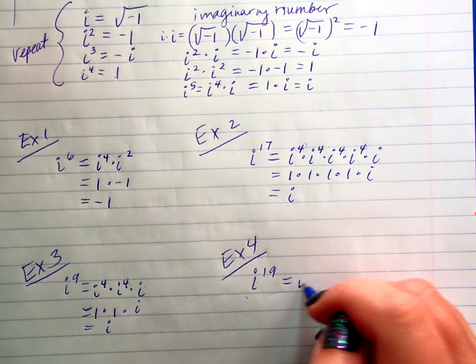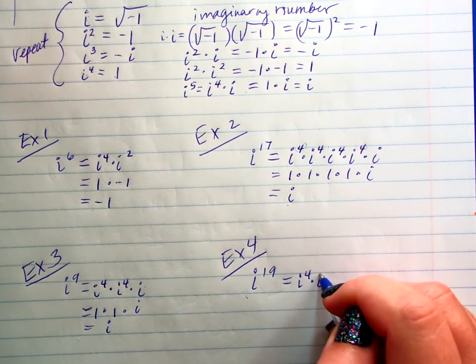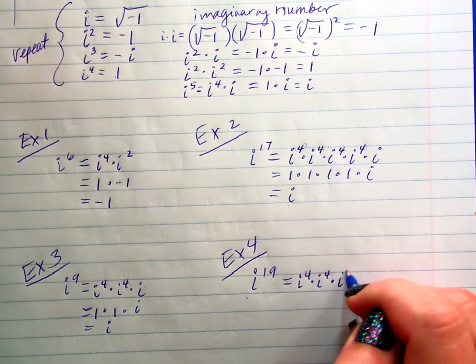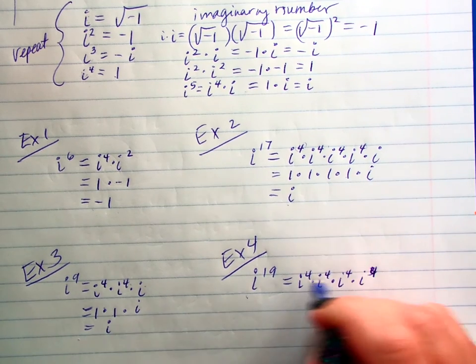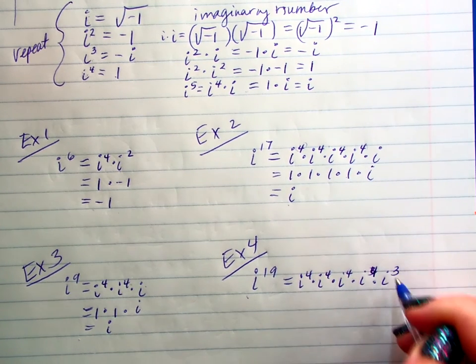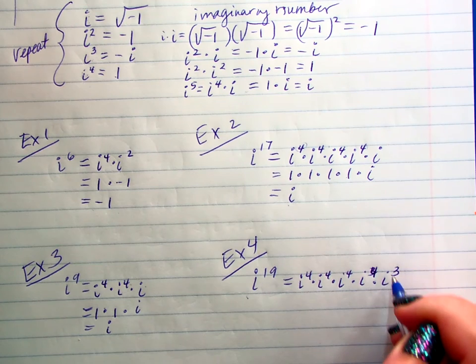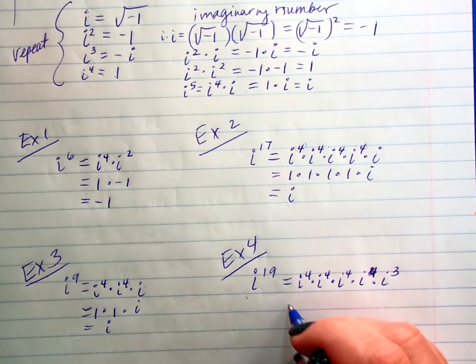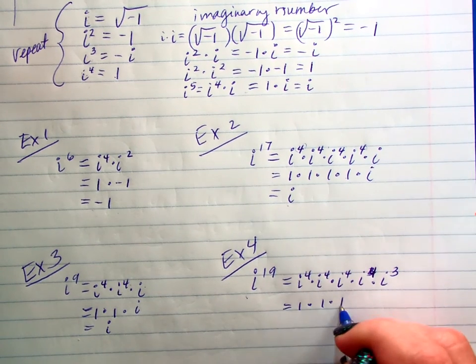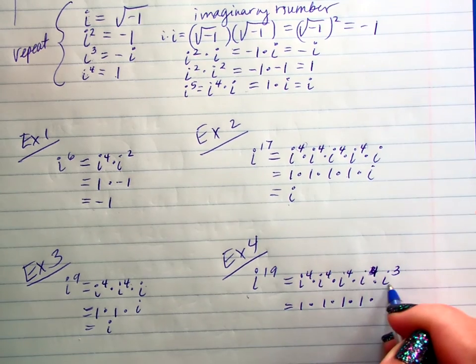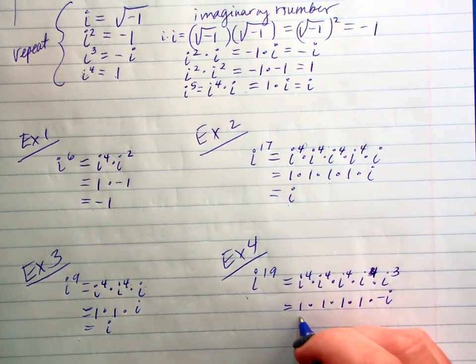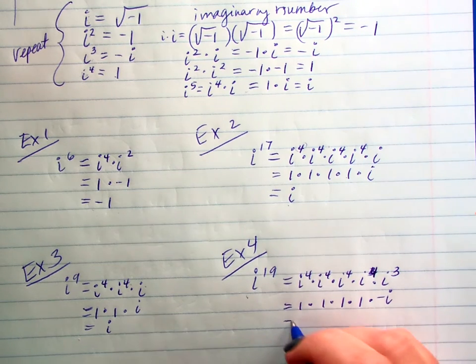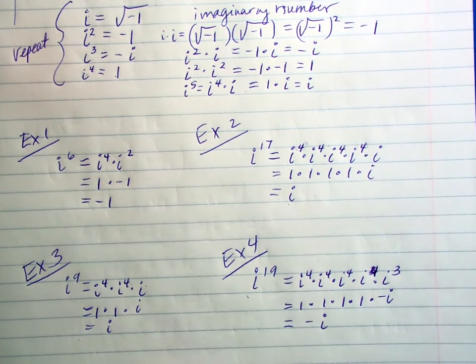i to the 19th can be broken down as i to the 4th, i to the 4th, i to the 4th, i to the 4th, that's 16, and then we need 3 more: 16, 17, 18, 19, to make 19. So we know that i to the 4th is just equal to 1, and that i to the 3rd, by definition, is equal to -i. So 1 times 1 times 1 times 1 times -i. My result here is just -i.